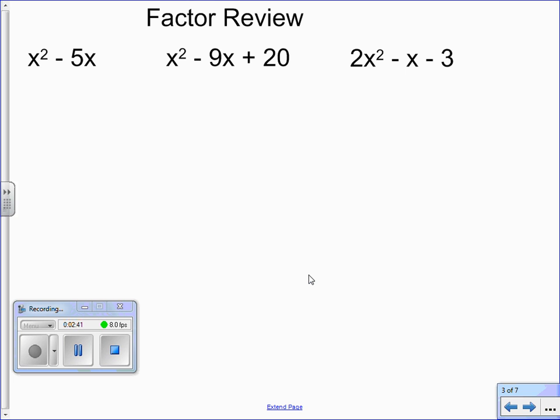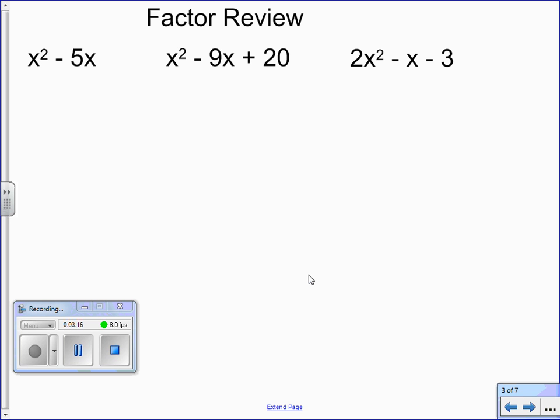Okay. So let's do some factor review. I've got 3 things to factor up here on the screen. The first one that I'll do is x squared minus 5x. And then we'll move on to some that have 3 terms. Those are called trinomials because they have 3 terms. But x squared minus 5x is a really good example for one of the basic factorings that's pretty easy, but sometimes it's so easy we forget that we even have this option.